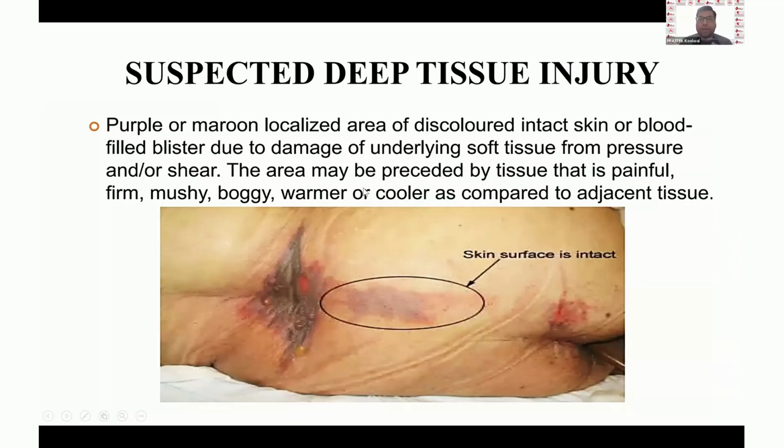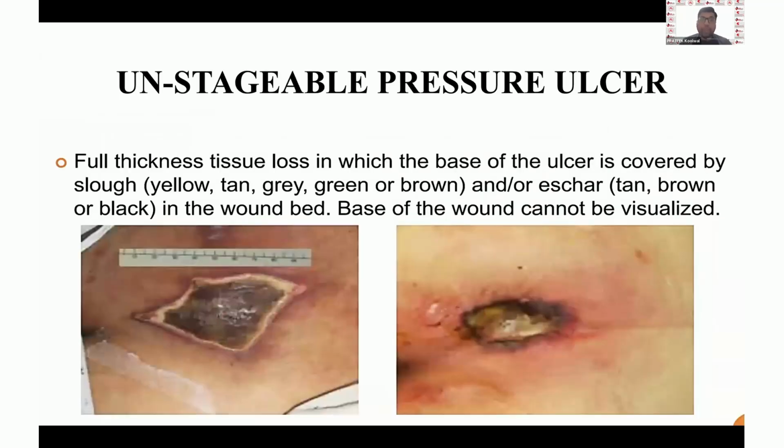The area may be preceded by tissue that is painful, firm, mushy, boggy, warmer, or cooler as compared to adjacent tissue. So if you compare this area with other areas, it can be a soft, boggy type, a dough type, a firm or mushy type, and very painful.